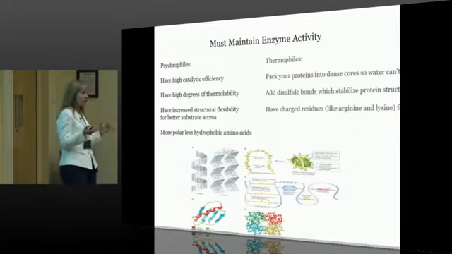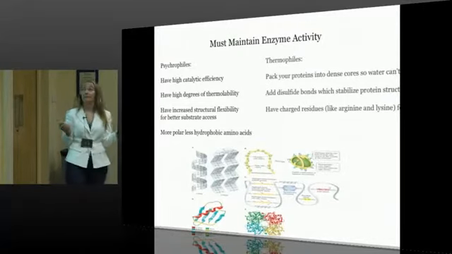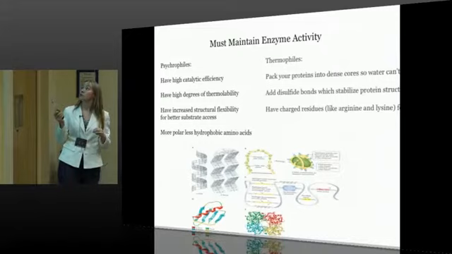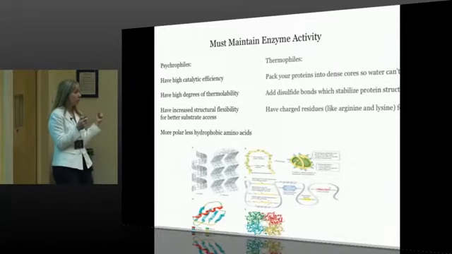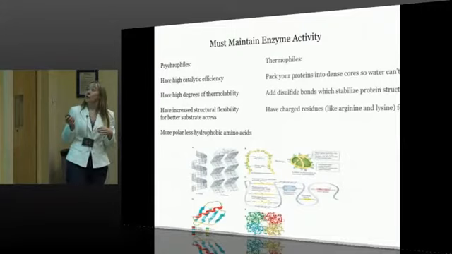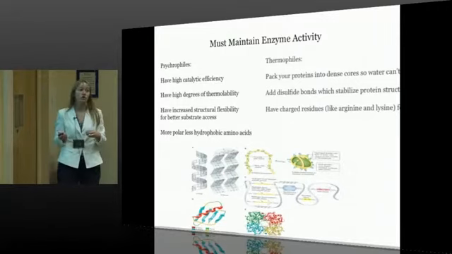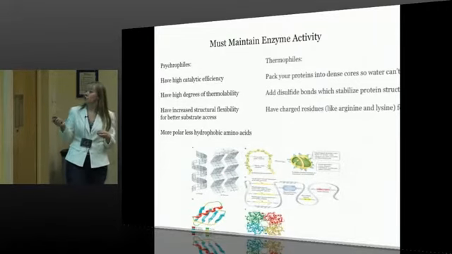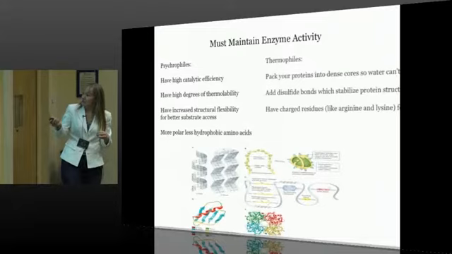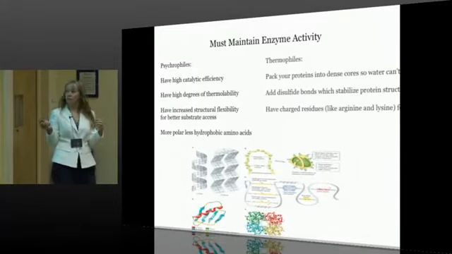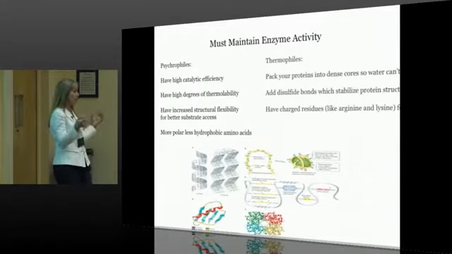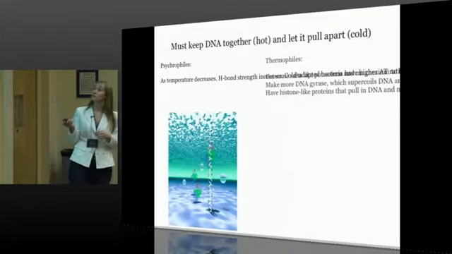Whereas in thermophiles, you don't want to keep things fluid. You want to keep things as structured as possible so it's not melting and pulling apart. To do this, you can pack your proteins into a dense core and not let water in, so it can't boil you apart. You can add disulfide bonds, which are down here, and again, it's just another layer of structure. And you can have charged residues like this that will form hydrogen bonds to keep things more structured.